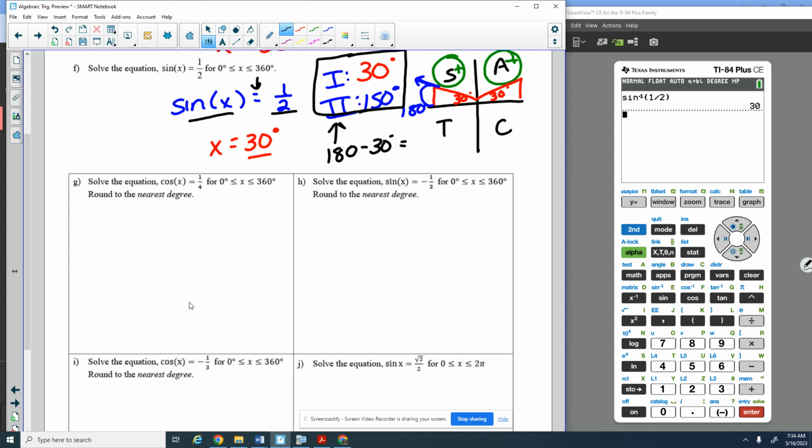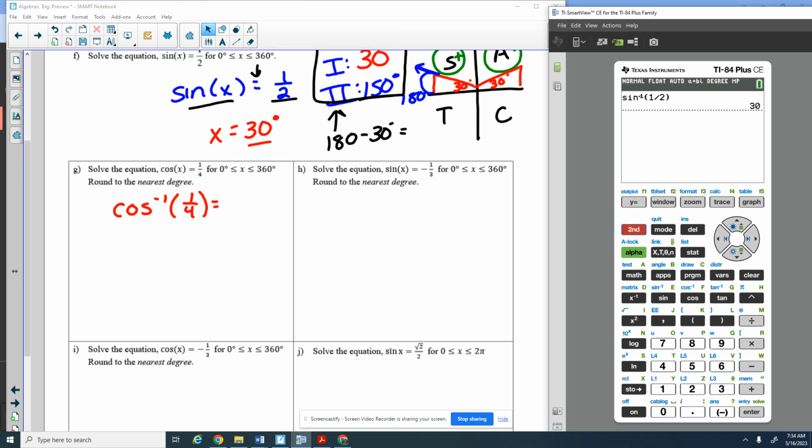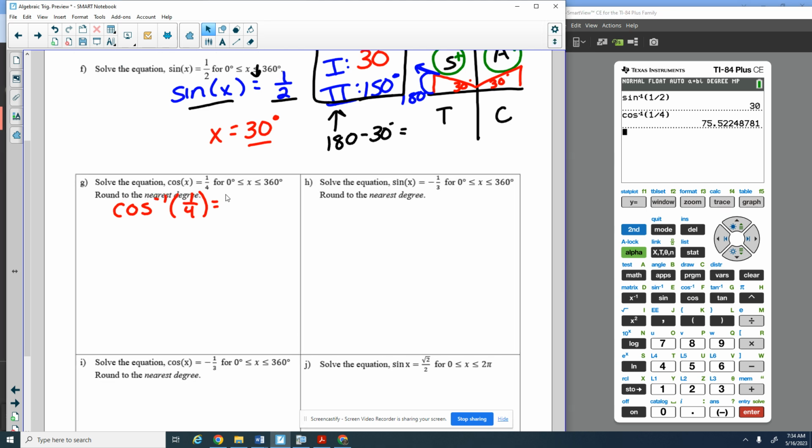So here are a couple other versions of that, just to see some different things that happen. Cosine x equals 1/4, we're going to round to the nearest degree. So we start out the same way. We do a cosine inverse of 1/4 to get an answer. This is not a special angle value, so I'm expecting some sort of decimal, which I did get. So I got 76 degrees to the nearest degree.